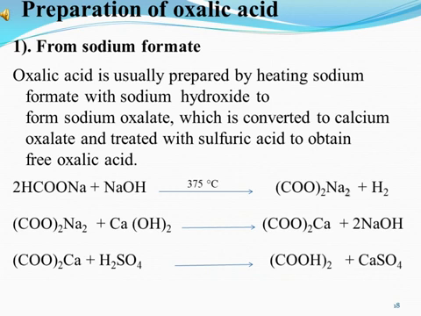Now the preparation of oxalic acid. First of all, preparation of oxalic acid from sodium formate. Oxalic acid is usually prepared by heating sodium formate with sodium hydroxide to form sodium oxalate, which is converted to calcium oxalate and treated with sulfuric acid to obtain free oxalic acid.